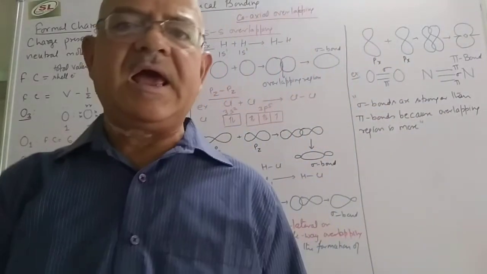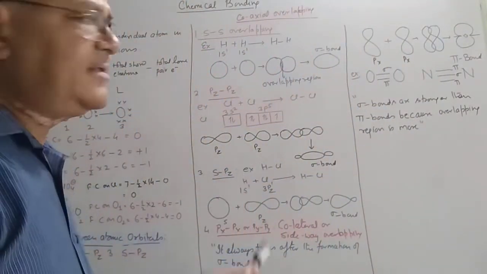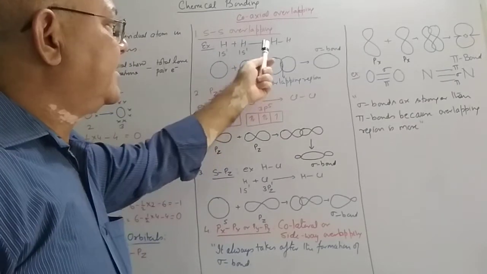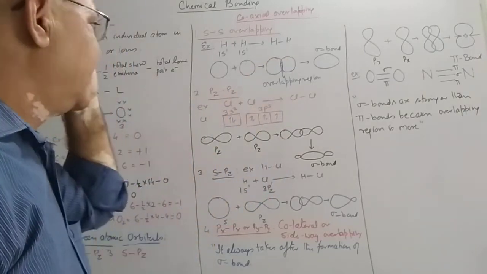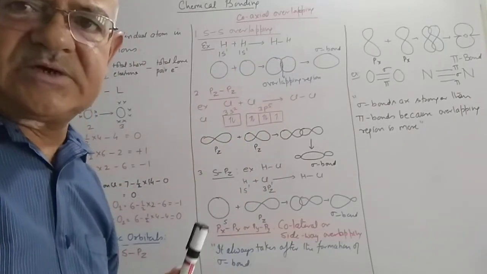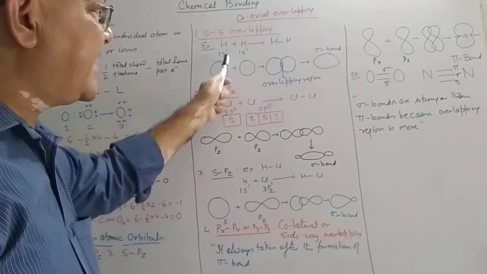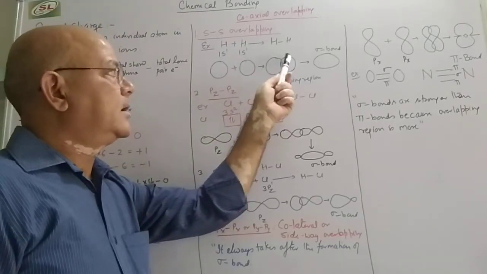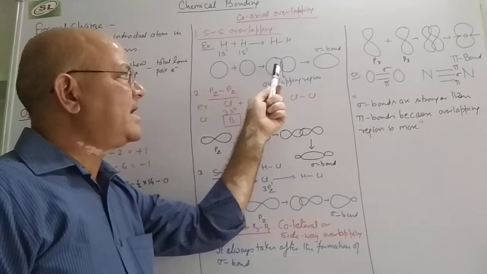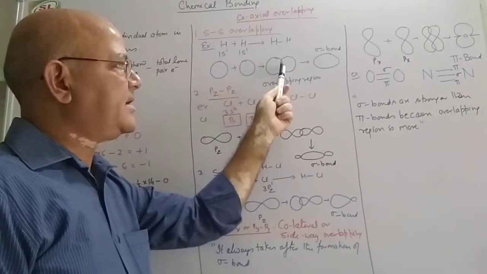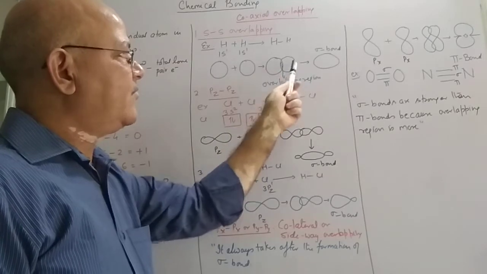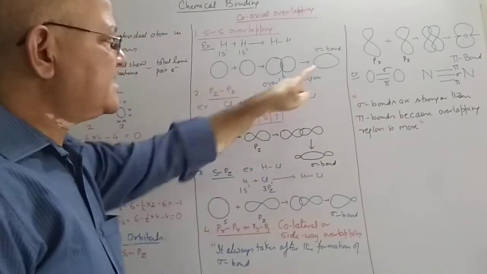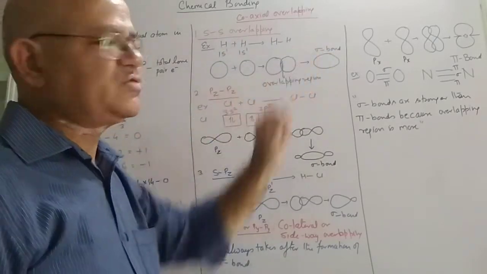First of all, we will do SS overlapping. We can take the example of hydrogen. When the 2 hydrogens combine together, they form a single covalent bond. The configuration of hydrogen is 1s1. S has a spherical shape, so both hydrogens will have a spherical shape. When they come closer, overlapping takes place. This is the overlapping region. As a result, when SS orbitals combine, there is a formation of a sigma bond. This is the combination of 2 spheres which we have shown like this.